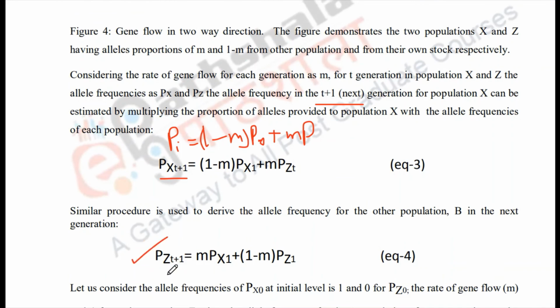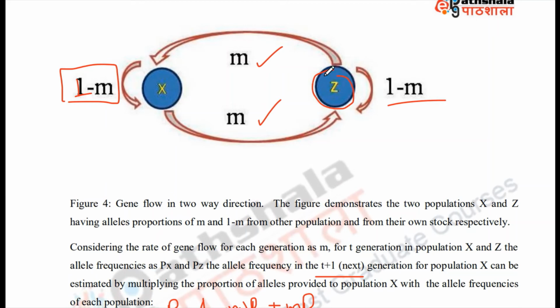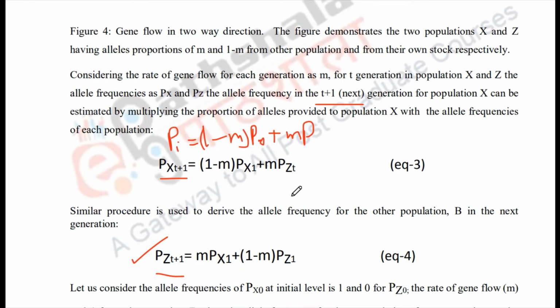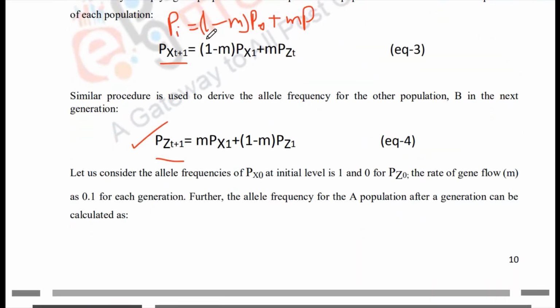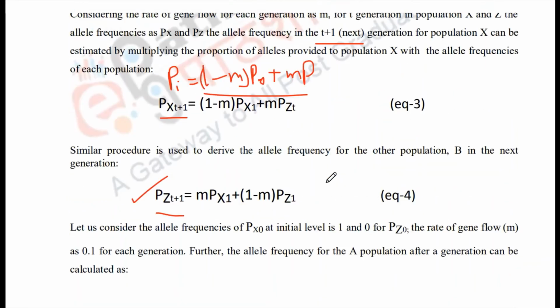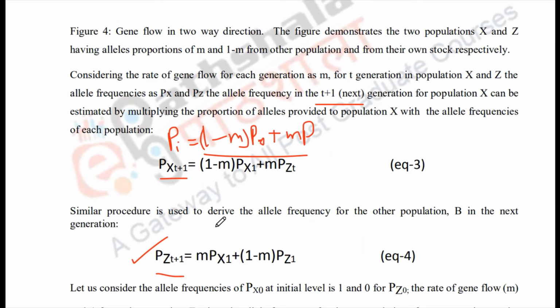Similarly, now for the next generation of p of Z, of population Z, we have to calculate how after the gene flow occurred, the allele frequency of population Z is going to be affected. Putting the same variables, with respect to what we are trying to calculate here, p of Z in the next generation t plus 1 is equal to m times p of X of the previous generation, plus 1 minus m times p of Z. Fine. This is how the calculation for the allele frequencies is going to be.